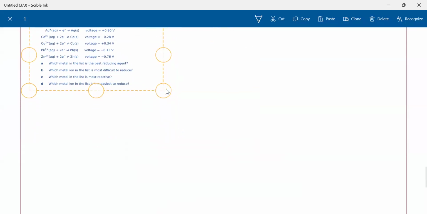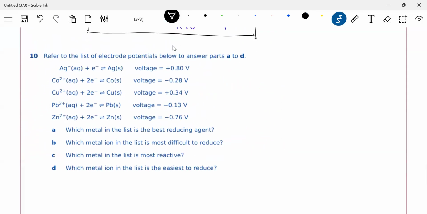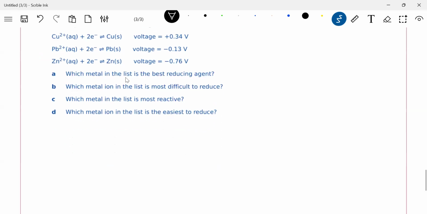This is about electrolysis. This is Ag. What is Ag? Ag is silver, argentum in Latin language. Copper, Pb and Zn. Take a look at the questions. Which metal in the list is the best reducing agent? Okay, I will give you the theory first.